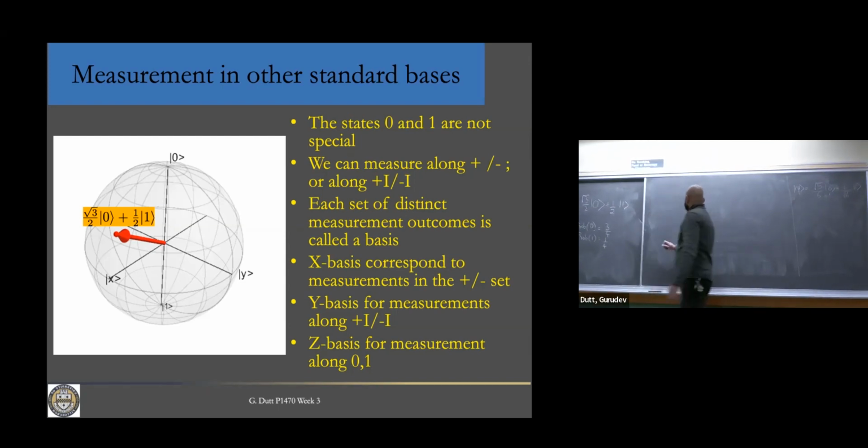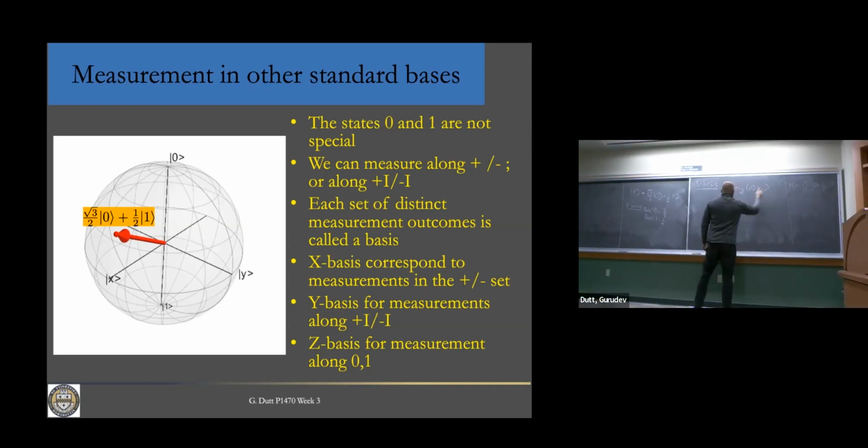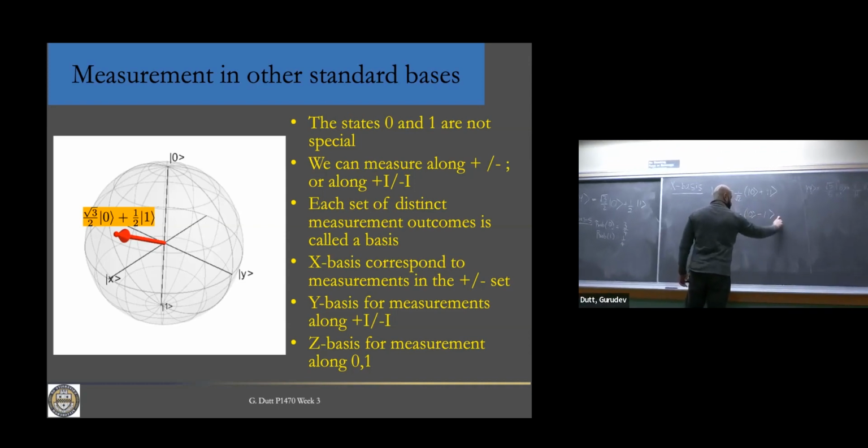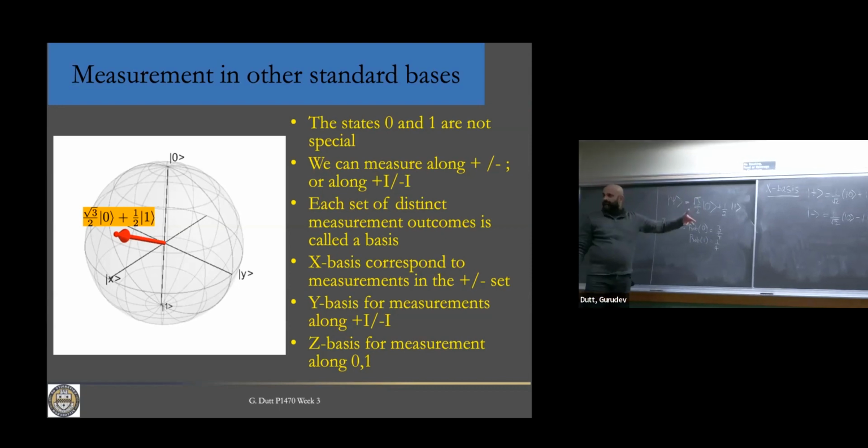Now to measure in the x basis, we know that the state plus is equal to 1 over square root of 2 times ket 0 plus ket 1. And the state minus is 1 over square root of 2 times ket 0 minus ket 1. So if I could express this psi in terms of plus and minus, then our problem would be solved again.